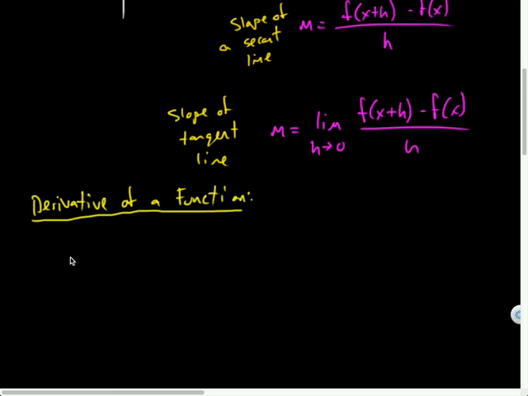So it's written in a couple different ways. It'll be f prime of x. All right, so that's read as the derivative of f of x. Another way that it's denoted is dy over dx.